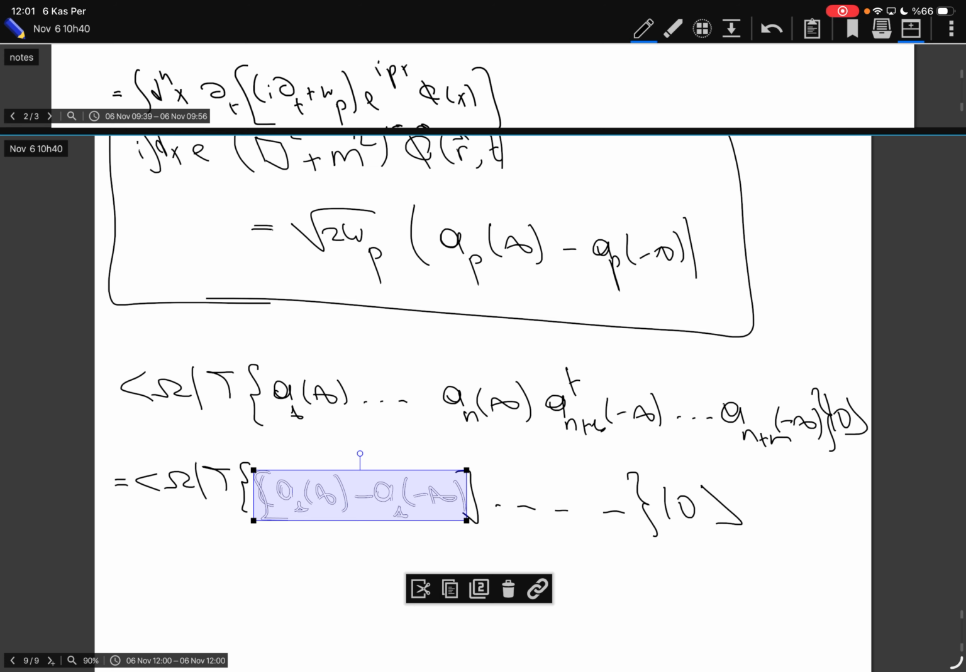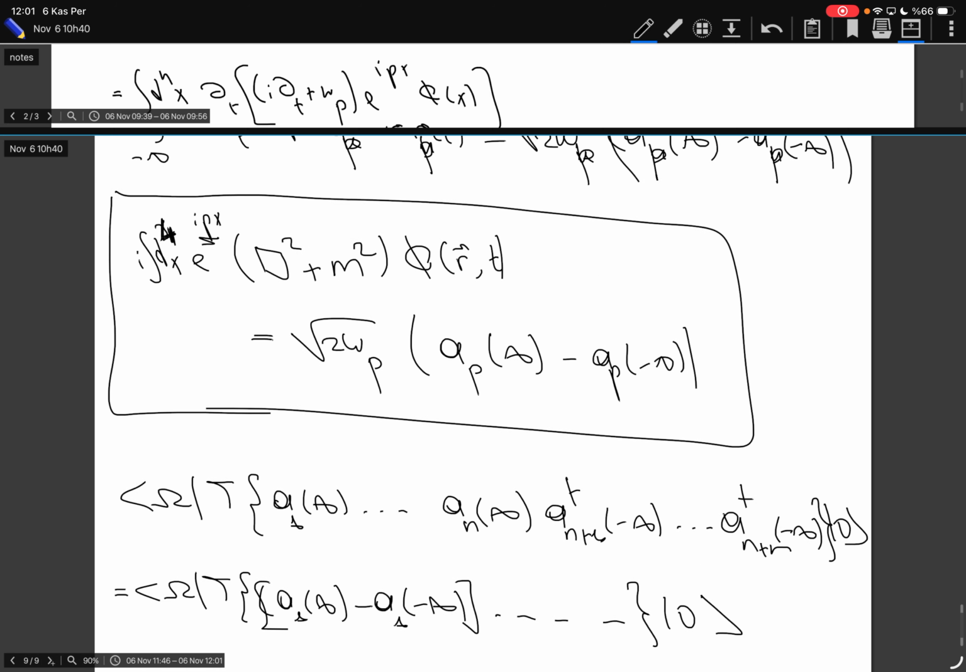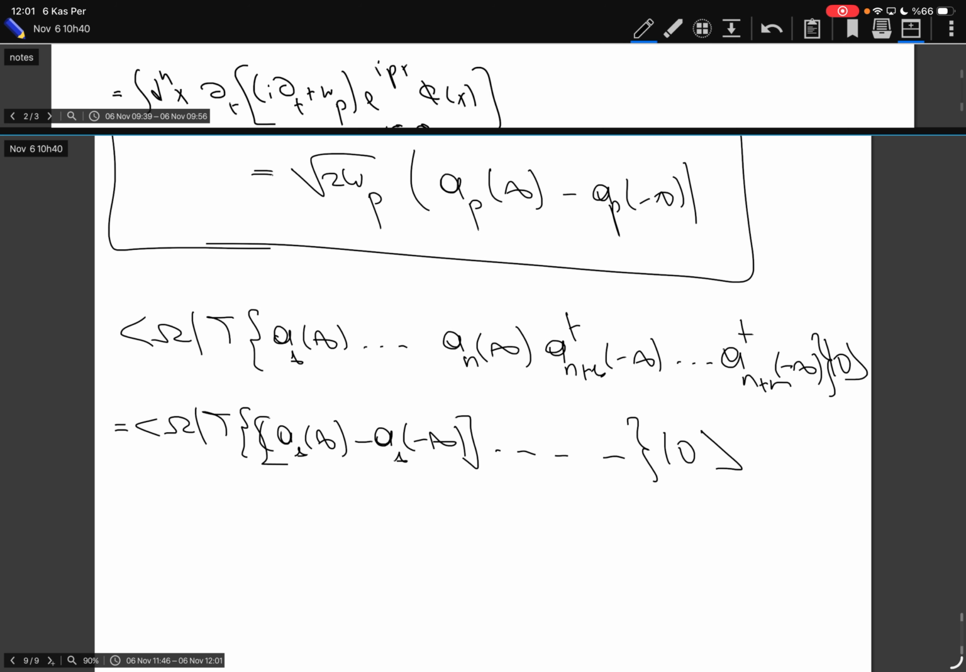But keep in mind that this is inside the time ordered product. The term I added contains an annihilation operator at minus infinity. But annihilation operators at minus infinity, when acting on the vacuum, will give me 0. So I basically added 0 here. Well, I can basically do the same thing for all the annihilation operators.